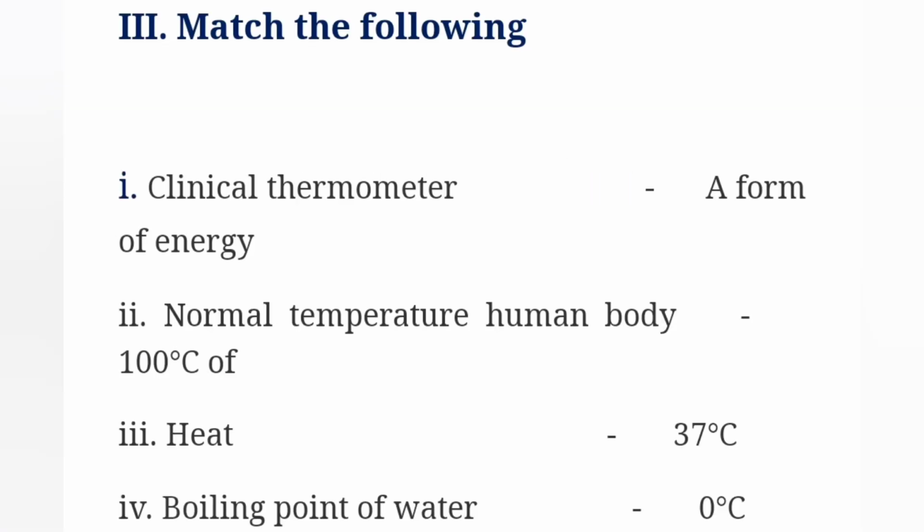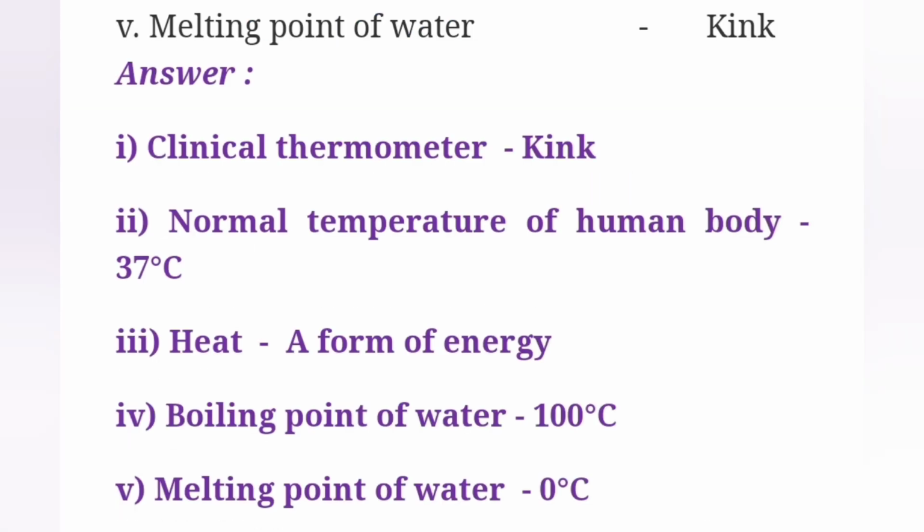Third Roman letter, match the following. Answer: First one, clinical thermometer, kink. Second one, normal temperature of human body, 37 degrees Celsius. Third one, heat, a form of energy. Fourth one, boiling point of water, 100 degrees Celsius. Fifth one, melting point of water, 0 degrees Celsius.